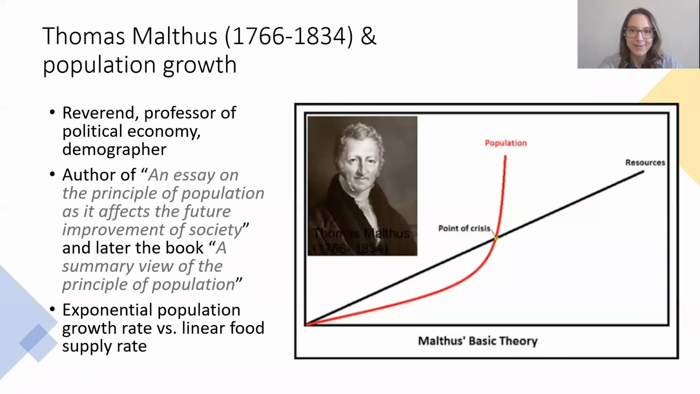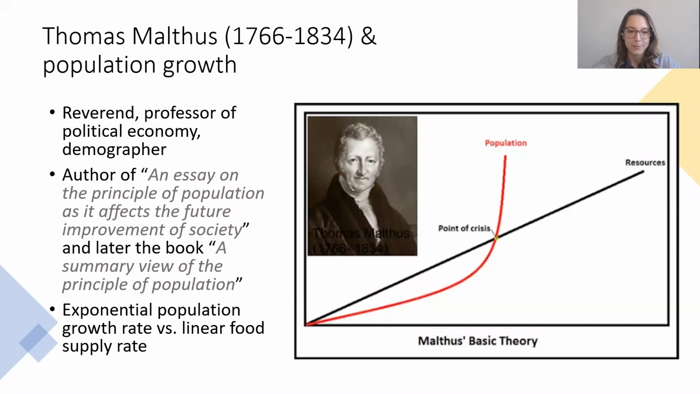To start us off, it's important to talk about this fellow. So Thomas Malthus was someone who was particularly obsessed with the study of demography and population shifts over time. So we can't not talk about him in a lecture like this. He was a reverend, a professor, and a scholar of this kind of field, so population theories, demography in general. And what he was really well known for was this essay that he wrote. It was an essay on the principle of population as it affects the future improvement of society.